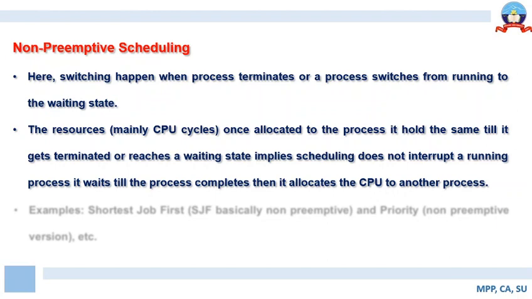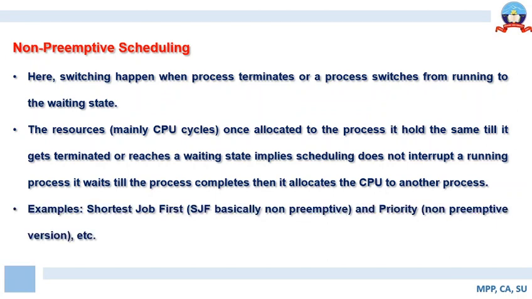So here, once a resource has been assigned to a process, the process will not be interrupted or disturbed in due course of execution. The process releases the resource only when the process terminates or the process makes some system call and it enters into a waiting state. Now examples of non-preemptive scheduling are shortest job first and priority non-preemptive version.